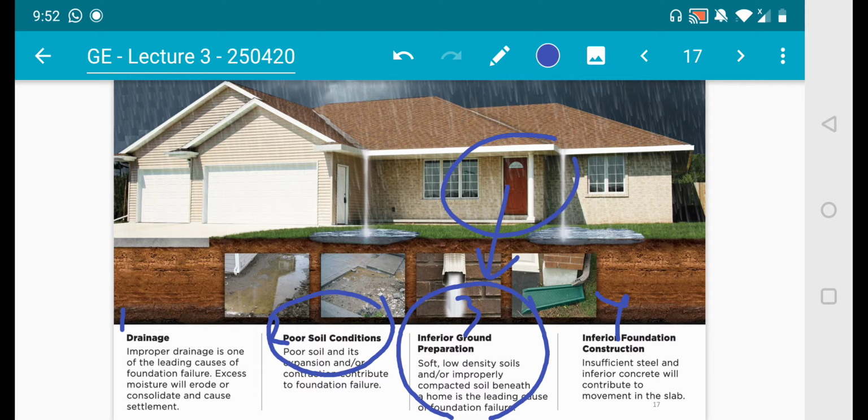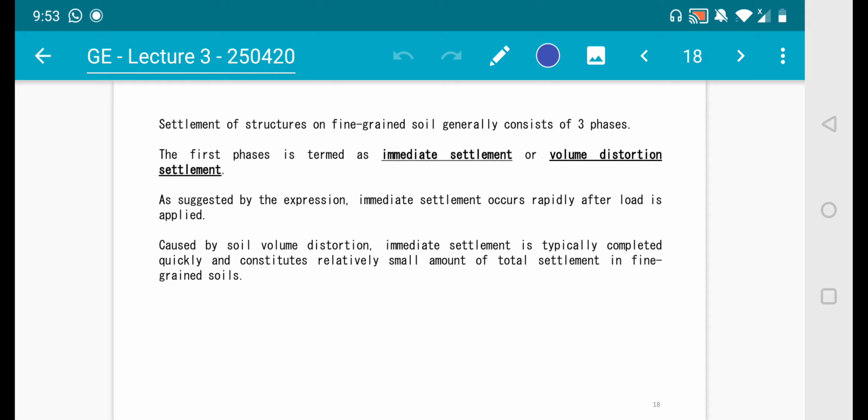And lastly, you have to take care of inferior foundation construction. Again, this one goes back to the contractor, and the contractor goes back to the design engineer, meaning the structural engineer that designed the house. Make sure he has provided a sufficient amount of structural members for this house. So that's all about it on a simple structure of a house. Okay, let's move on further.